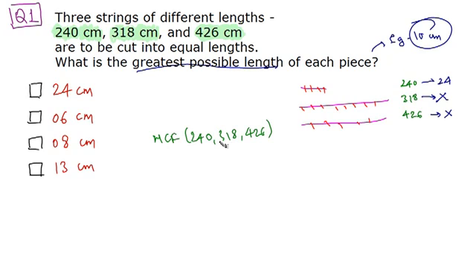Now you all know how to calculate the highest common factor of three numbers. So to save time, I have already calculated the HCF of these three numbers, and this comes out to be 6. So our correct option is option B, 6 centimeters.